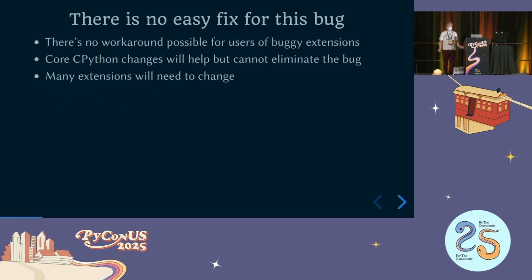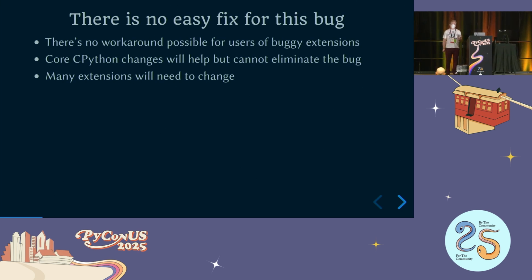And before we get to the meat of this talk, I want to say up front, there isn't an easy fix. This is something that every single author of a compiled code extension is going to have to change by hand. There's no thing we can change in core CPython to just make the problem go away. And there's no workaround. If you're just programming in Python, sorry, but we've got to have the people do the legwork.